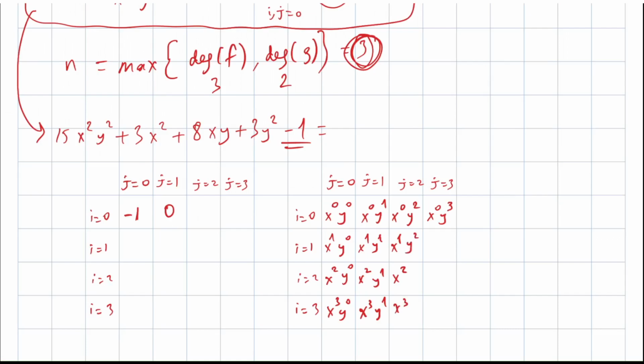y2 y2 y2, 1 2 3, y3 y3 y3. Let me check this. This is correct. The index pairs are 0 2, 0 3, 1 0, 1 1, 1 2, 1 3, then 2 0, 2 1, 2 2, 2 3, then 3 0, 3 1, 3 2, 3 3.